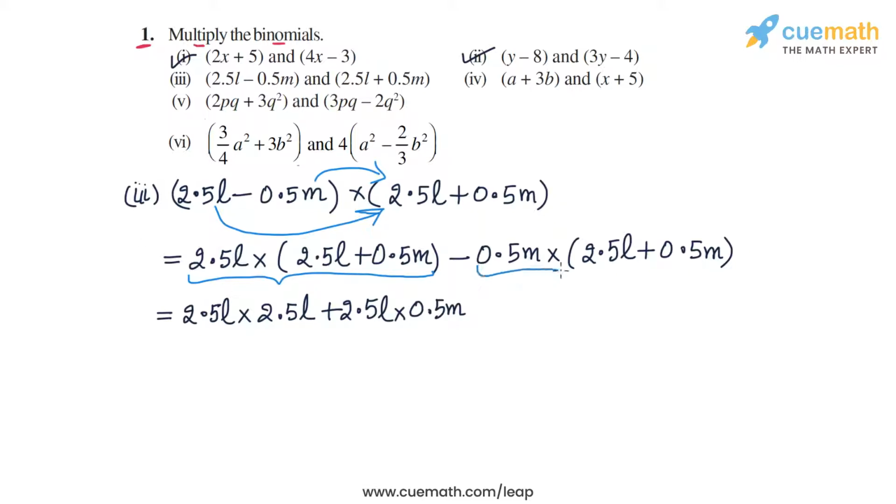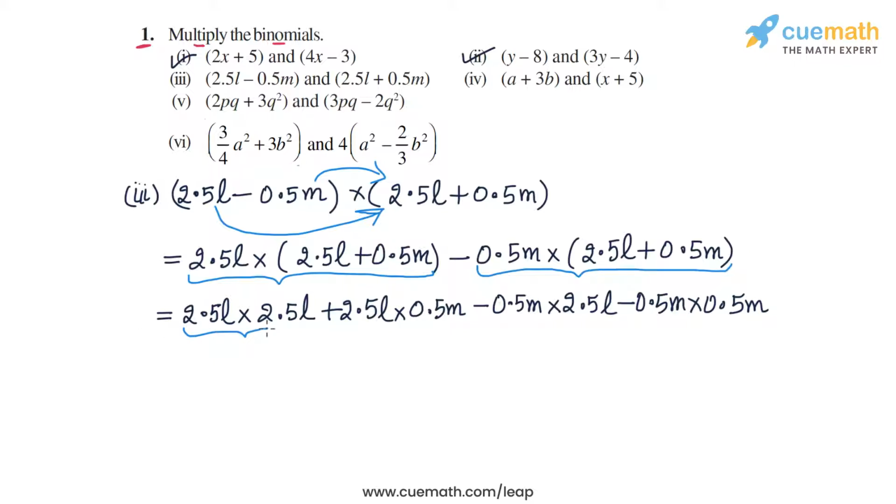and then we expand this second product. So we have minus 0.5 m into 2.5 L, and then we have minus 0.5 m into 0.5 m. Alright, and now let's find the values of these products.